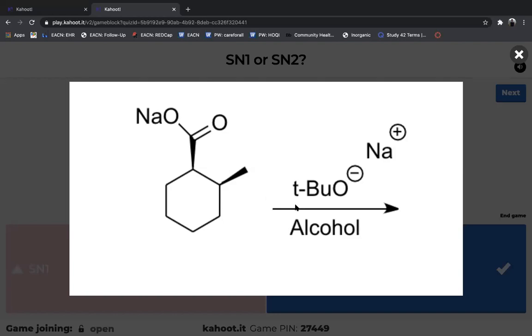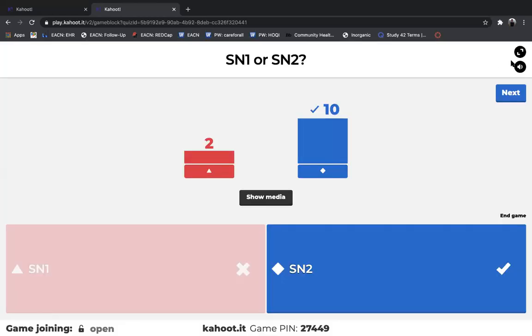but one constraint of elimination 2 is that we're using these bulky bases, which restricts where we're able to deprotonate, okay? So we have to hit the less sterically hindered side, get rid of that proton, and then facilitate the removal of the leaving group. Awesome. But overall, great job.